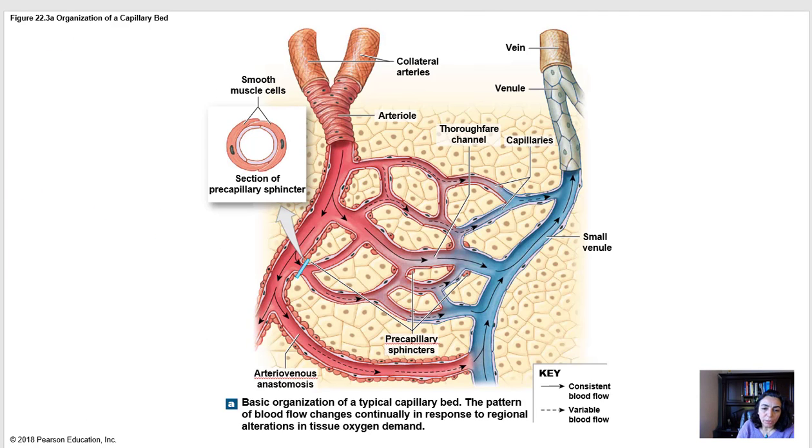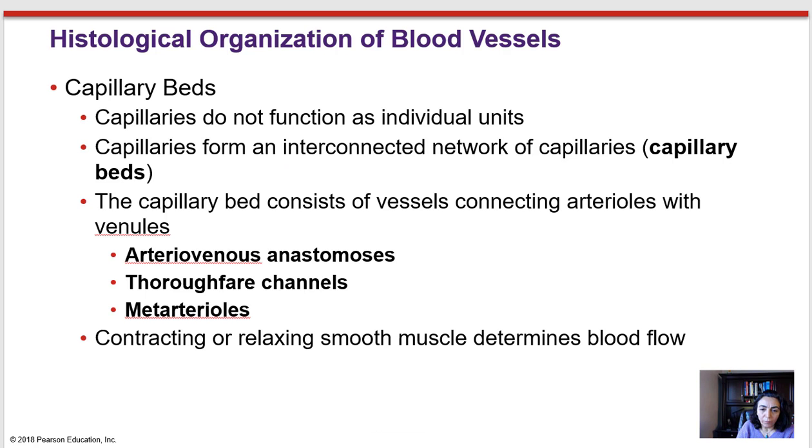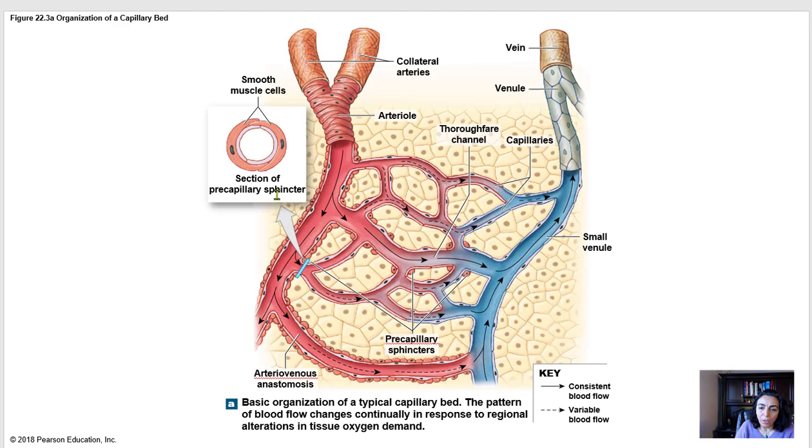So here you see the picture of the capillary bed. The whole area is the capillary bed working together, so that the material coming from the arterial side goes into the capillaries and then into the venous side and continues its way back toward the heart, right? Now, as you see, they are in the form of a network, right?